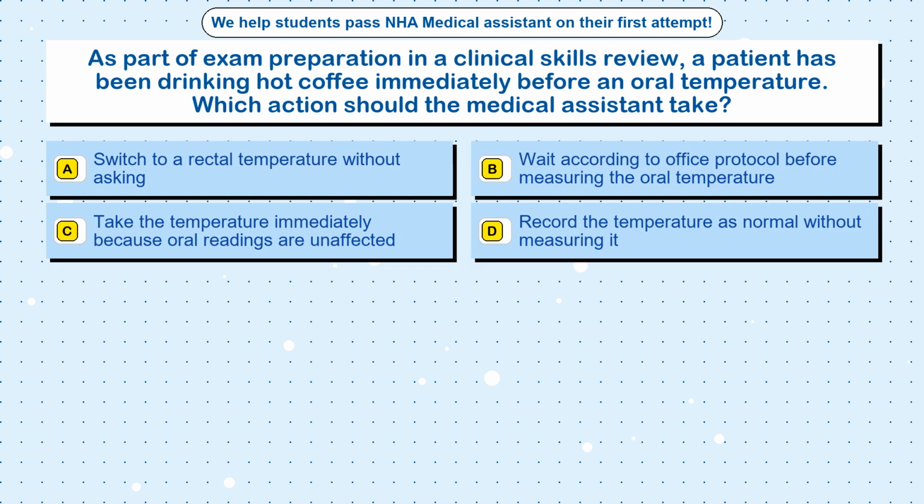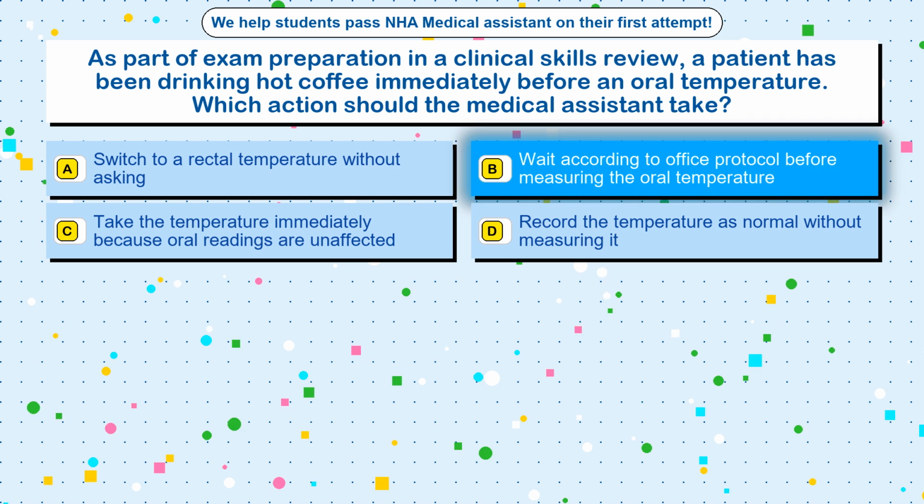Question 14. As part of exam preparation in a clinical skills review, a patient has been drinking hot coffee immediately before an oral temperature. Which action should the medical assistant take? Option A. Switch to a rectal temperature without asking. Option B. Wait according to office protocol before measuring the oral temperature. Option C. Take the temperature immediately because oral readings are unaffected. Option D. Record the temperature as normal without measuring it. The correct answer is option B.